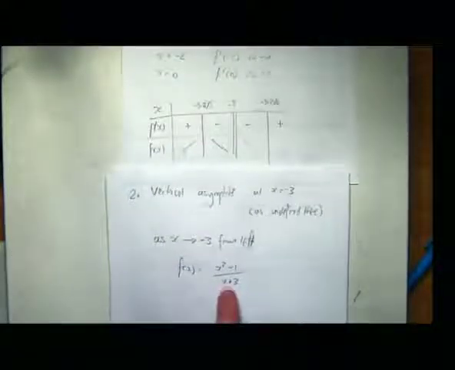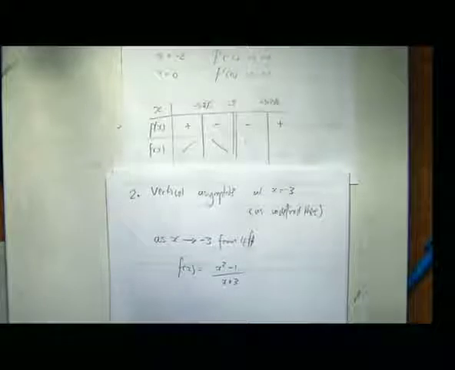So the closer and closer and closer we get to x equals minus 3, the more we expect this to go to minus infinity. That's how I think about it.